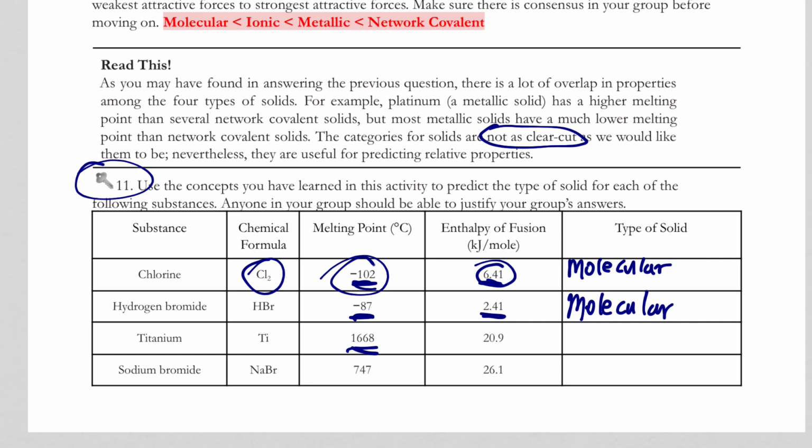Titanium, on the other hand, is 1668 and 20.9. What is titanium? Hopefully you know that it is a metal. So if it is a metal, what kind of solid could it be? Sodium bromide has a slightly lower melting point, but a slightly higher enthalpy of fusion. What could that be? I'm going to be checking number 11 for you folks as well.